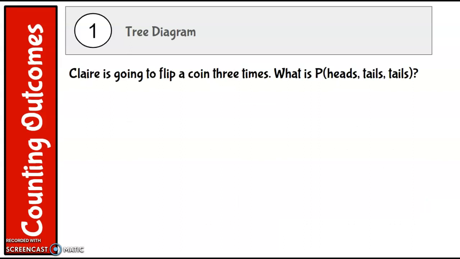Let's look at the creation of this with flipping a coin. So Claire is going to flip a coin 3 times. So we're going to have event 1 is flipping a coin, and then event 2 is flipping a coin, and then event 3 is flipping a coin.